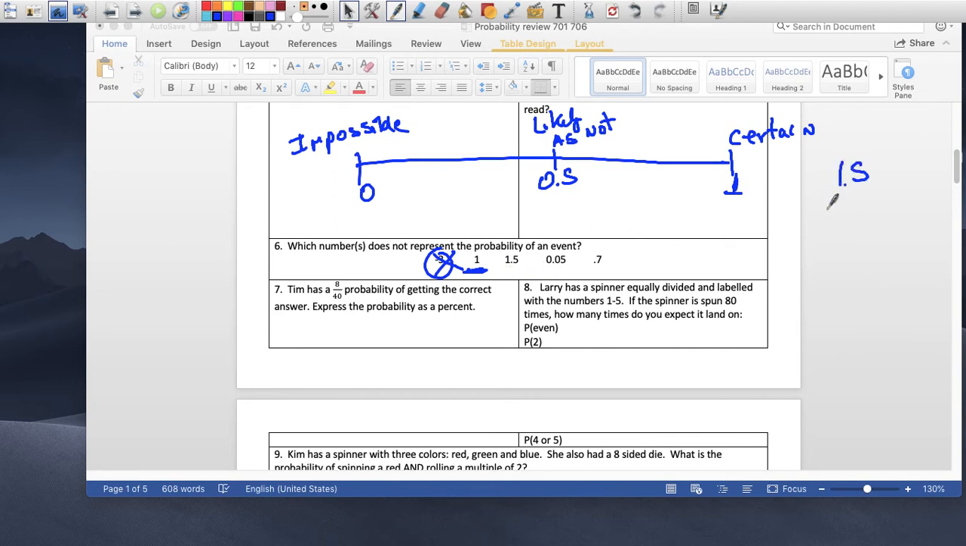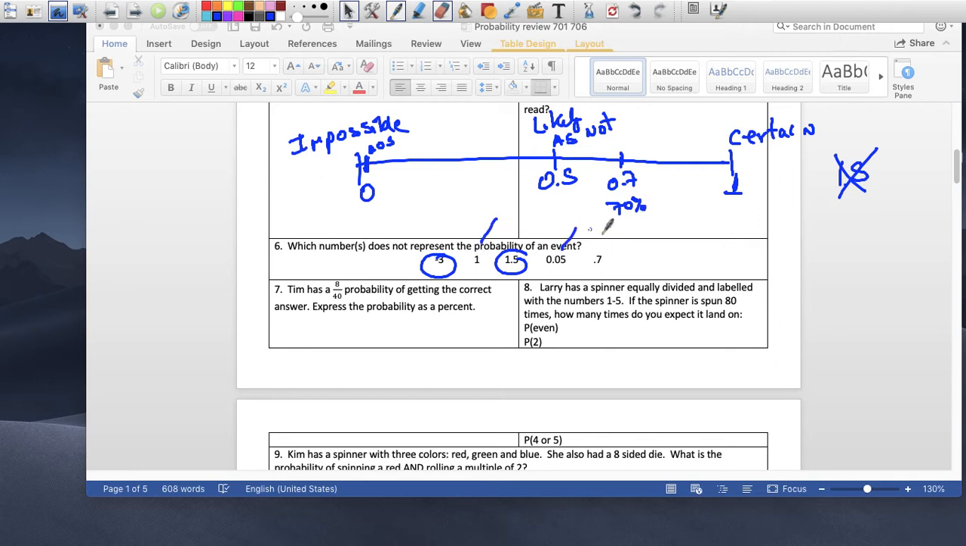1.5 is somewhere over here. There's nothing bigger than certain. If it's certain, it's 100%. There is no 1.5, so that's gone. 0.05, it's right here. It's really, really right there. There's a very, very small chance of it happening, but it's on this number line. So this one, let me erase this. This one does not represent the probability of an event. This one does not represent the probability of an event. And 0.7 would be around here, which is the same thing as 70%. And that's on the number line, so that's okay.